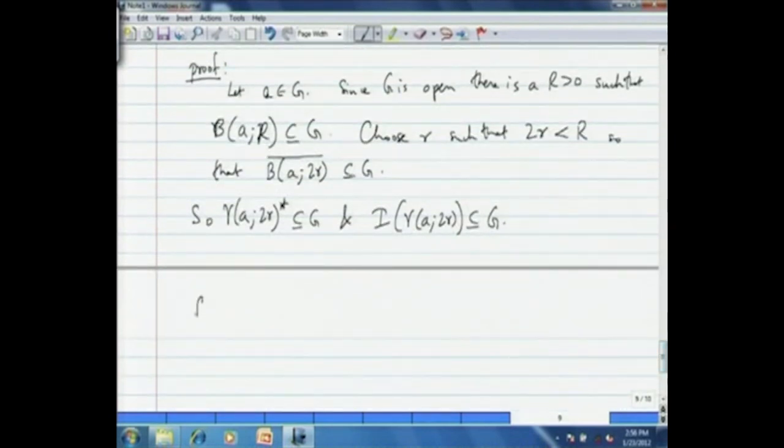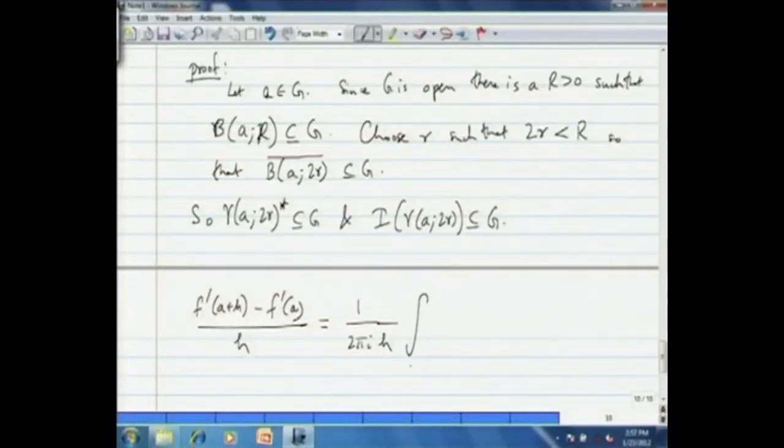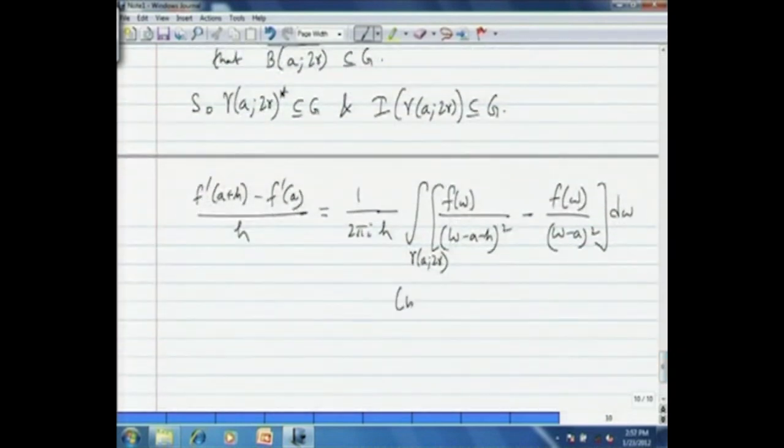So now we will look at this quotient, (F'(a+h) - F'(a)) divided by h, like we did for the previous proof. We'll notice that this is 1 by 2 pi i times h. This h in the denominator I'm carrying forward, and I'll use Cauchy's integral formula for the first derivative, which was proved in the previous theorem, on F'(a+h) and on F'(a). That will give me the integral over gamma_{a,r} of f(w) by (w - a - h)^2 minus f(w) by (w - a)^2 dw, by the previous theorem.